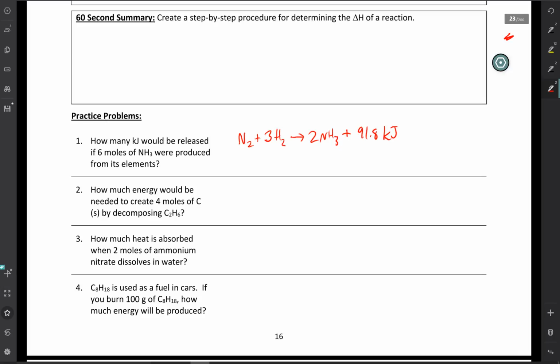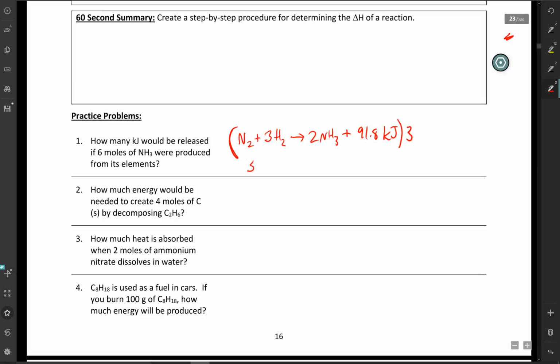And what we want to know is how much energy is going to be released if instead of producing 2 moles of NH3, we need to produce 6 moles of NH3. All right, we got my 2 moles of NH3 right there. If I want to go from 2 and I want to get to 6, as you might guess, we need to multiply by 3. And whatever I do to the equation, I'm also going to do to delta H.